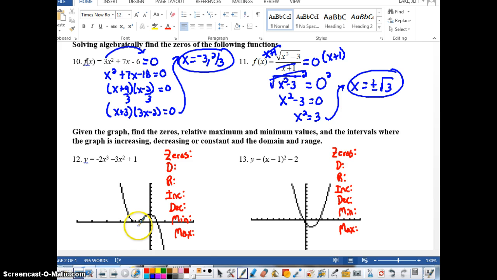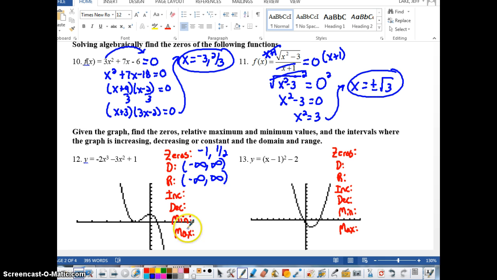So the x-intercepts are my zeros, so that's right here and right there. So it looks like it's going to be at -1, and we're going to make it 1/2, but it looks like it's between 0 and 1 there. Okay, domain is going to be from -infinity to infinity. That's the far left to the far right. Every x value is included. The range, likewise, is -infinity to infinity. Every y value is included.